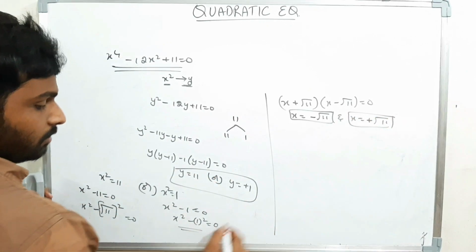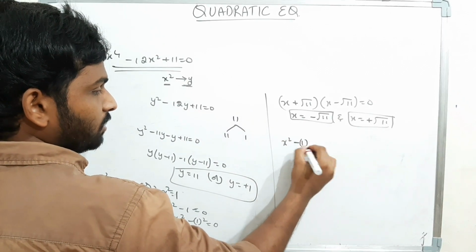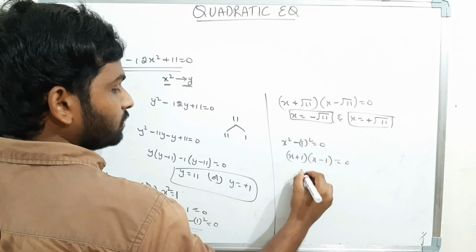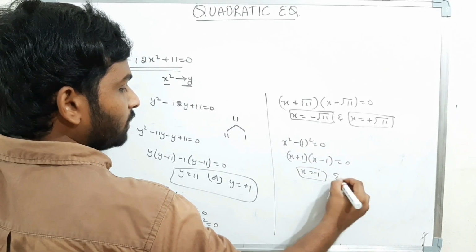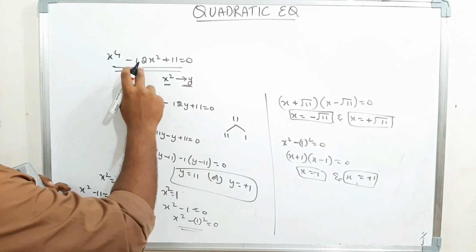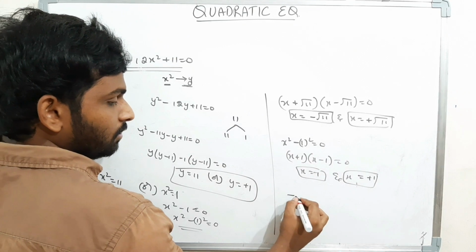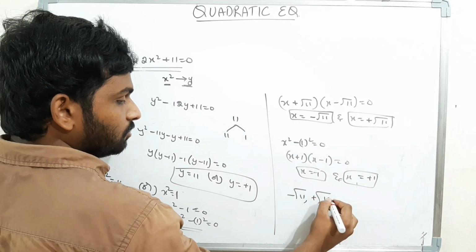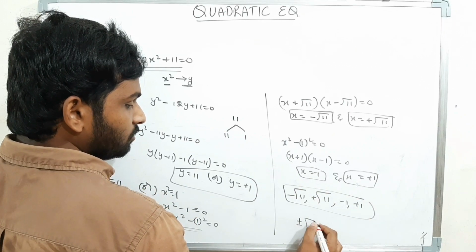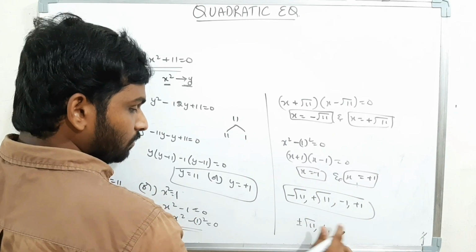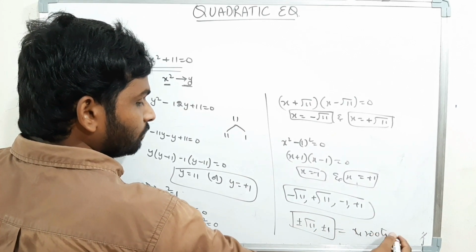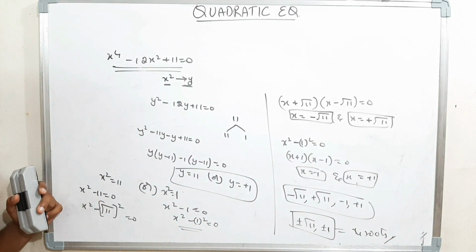If I take this one, x square minus 1 square is equal to 0. Therefore, x plus 1 is one root and x minus 1 is another root. Therefore, x is equal to minus 1 and x is equal to plus 1. So what are the roots of this equation? The roots are minus root 11, plus root 11, minus 1, plus 1. These are the 4 roots. I think this equation is clear.